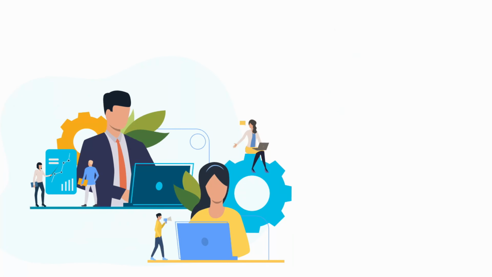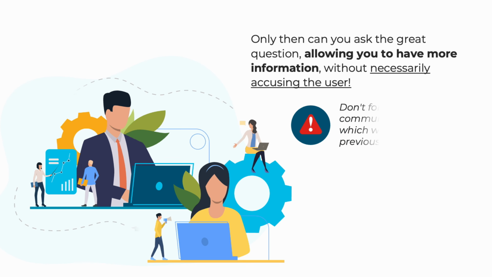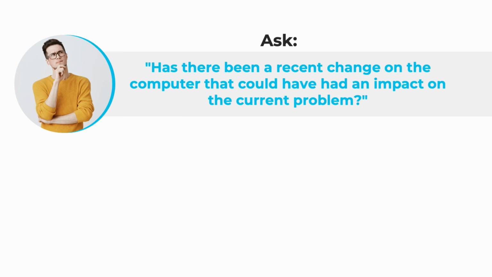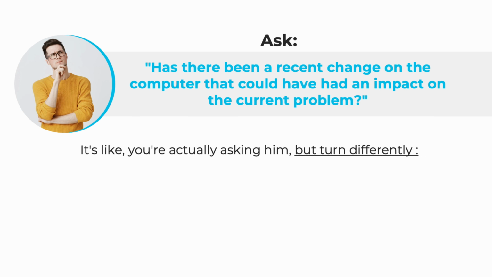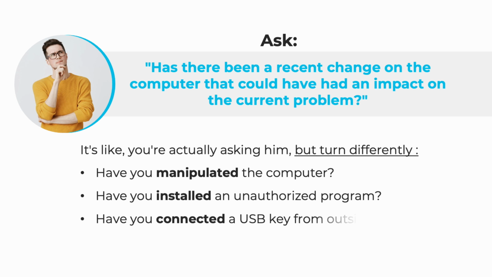Only then can you ask the great question, allowing you to have more information without necessarily accusing the user. Don't forget your communication skills, which we saw in the previous course. Ask, has there been a recent change on the computer that could have had an impact on the current problem? With this question, which doesn't directly accuse the user, it's as if, in reality, you're asking them, but turned differently: Did you manipulate the computer? Have you installed an unauthorized program? Have you connected a USB stick from outside? Of course, this type of accusatory question is not to be asked directly to the customer.